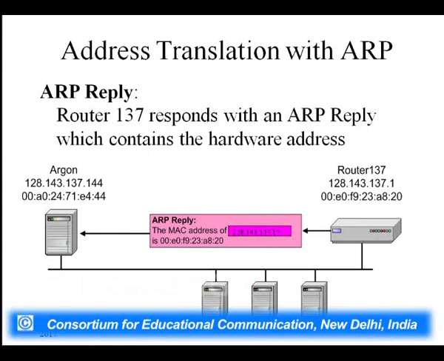The ARP reply is that the router will make an ARP response. It will say, okay, my hardware address is 00:E0:F9:23:A8:20, and then it responds with that. If you look at the reply, the MAC address of this router is written there in the pink, as well as the IP address of this router, and it is being transmitted to the origin machine. Therefore, it resolves the IP address to a MAC address and sends the response back to the original sender. And this is how an IP address is resolved to a hardware address, and then the machines will start communicating.